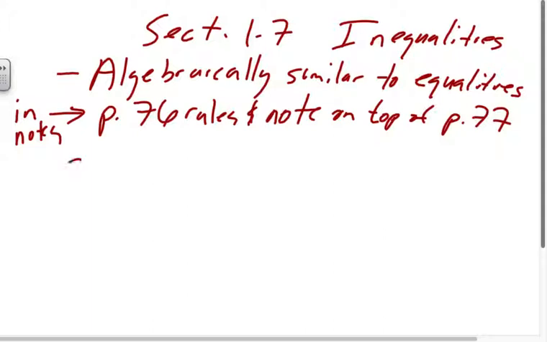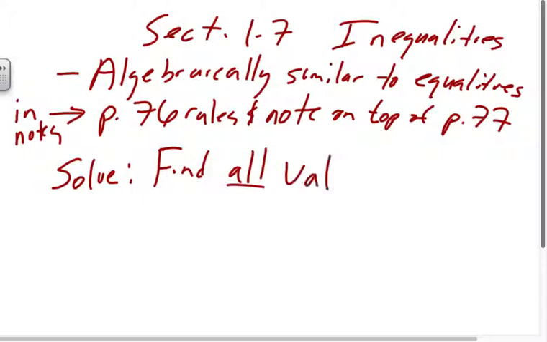Okay, now when we solve inequalities, when you're solving a linear equation, it's very easy to do. You just find one value, but here when we solve these things, we need to find all values that work. And it will be almost always more than one.